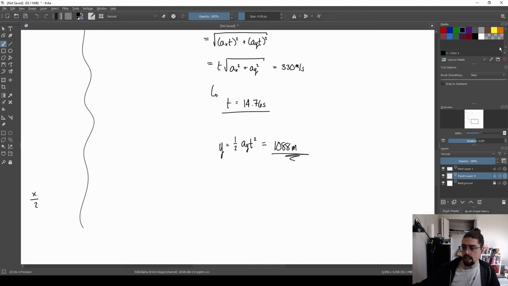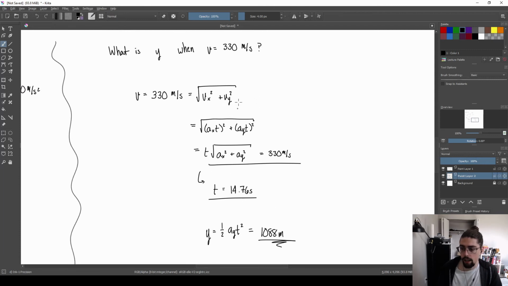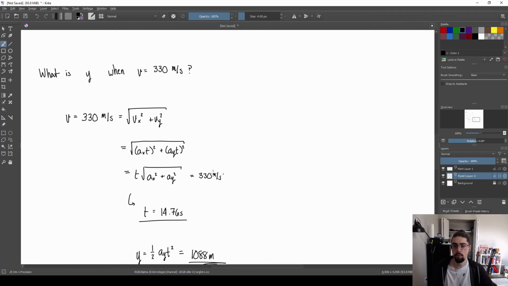How did I find t? From this expression right here. I broke up velocity. I said, okay, I know the hypotenuse of the velocity should be in some way or another. Let me go ahead and draw this out. If it's moving up like this, and I know this is not a great triangle, but I know the v is equal to 330.